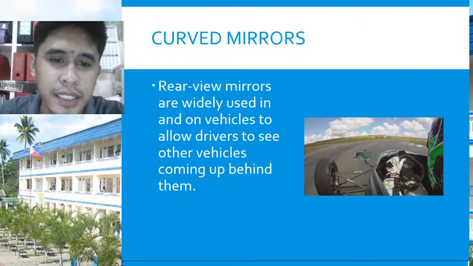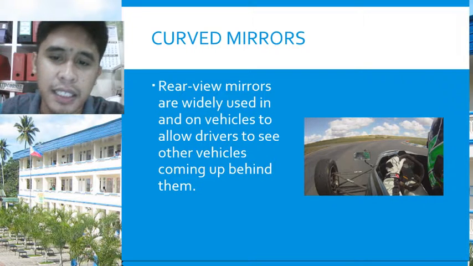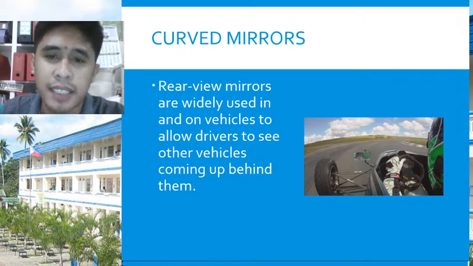Rear view mirrors are widely used in and on vehicles, such as automobiles or bicycles, to allow drivers to see other vehicles coming up behind them. On rear view sunglasses, the left end of the left glass and the right end of the right glass work as mirrors.